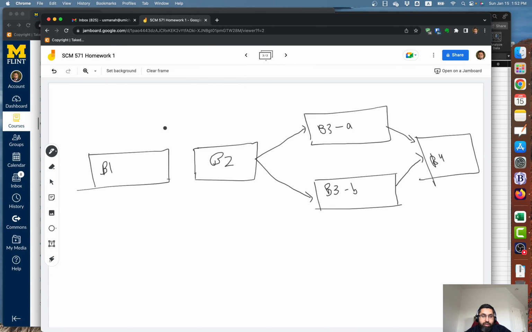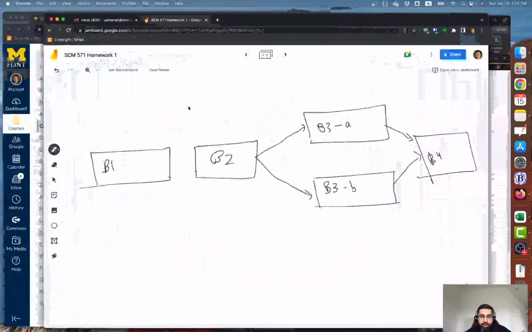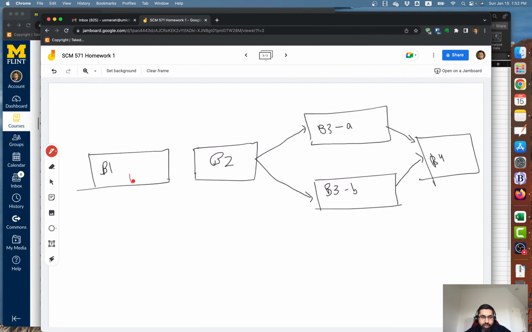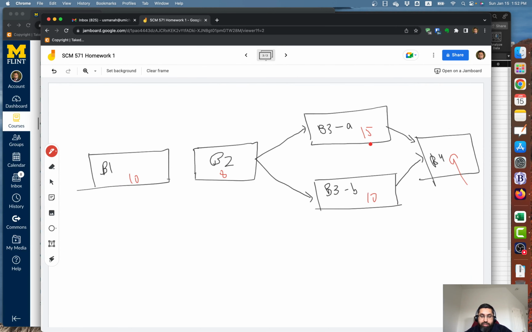And then if you look at the question, we have the cycle times 10, 8, then 15, 10, and then 9. So let's write them down. So this is 10 minutes per customer, 8 minutes per customer, 15 minutes per customer, 10 minutes per customer, 9 minutes per customer. So in this example, we had 2 workers taking the same amount of time. I could just average the cycle times to get my effective cycle time for stage B3. I can't simply average the cycle time. I can't do 15 plus 10 over 2, which is 12.5.